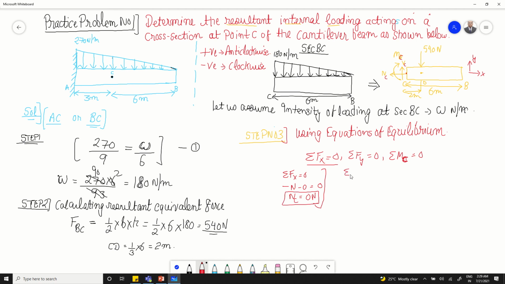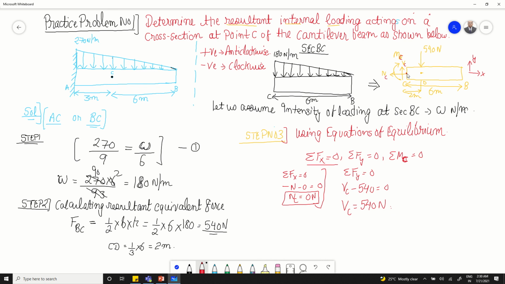Now second, let us use summation of Fy is equal to 0. This VC is going in positive y, so it will be VC, and this 540 is coming downwards, so minus 540 is equal to 0, which means that your shear force is 540 Newton. Okay, fine. Now what about this MC?